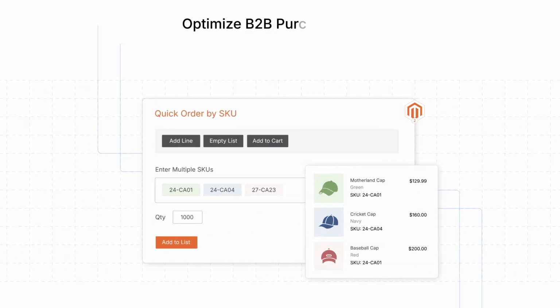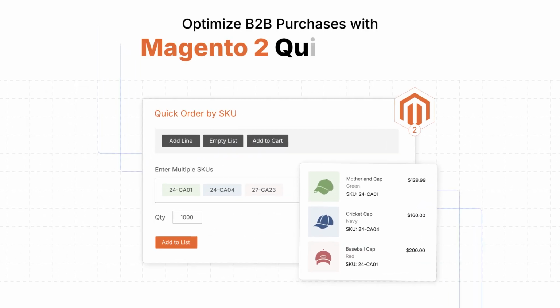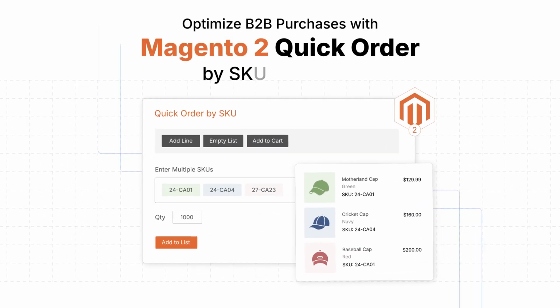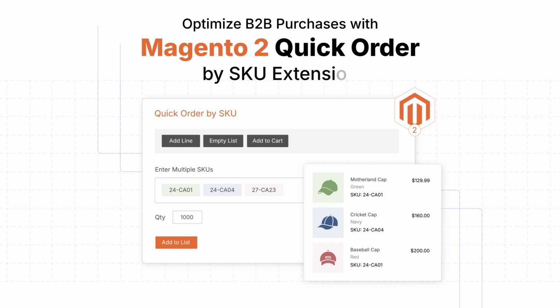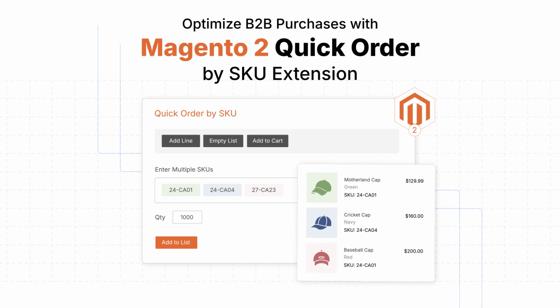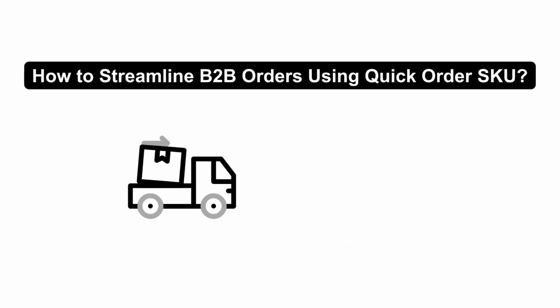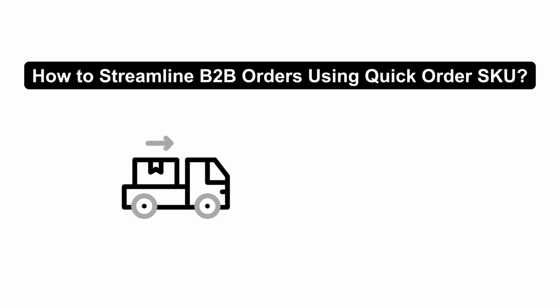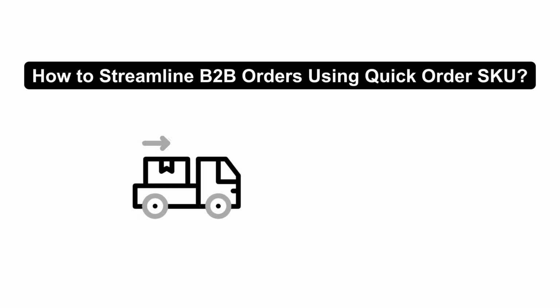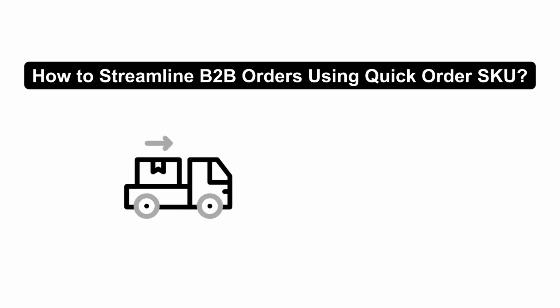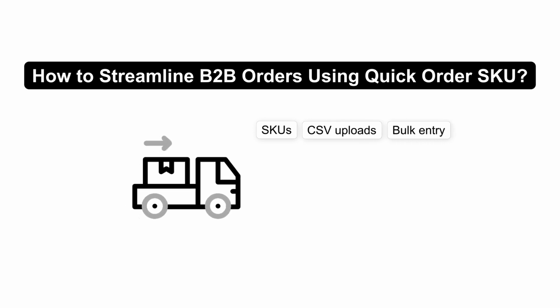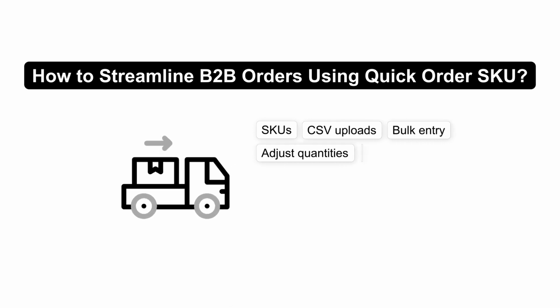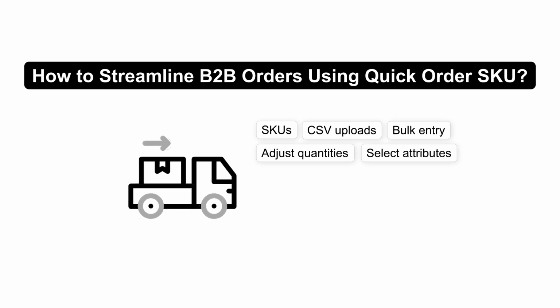Looking to streamline B2B purchases and save time in your Magento 2 store? This video will show how it optimizes the ordering process for wholesale buyers. Magento 2 Quick Order by SKU simplifies B2B purchasing by allowing customers to quickly add products using SKUs, CSV uploads, or bulk entry. Customers can adjust quantities and select attributes before adding items to their cart.